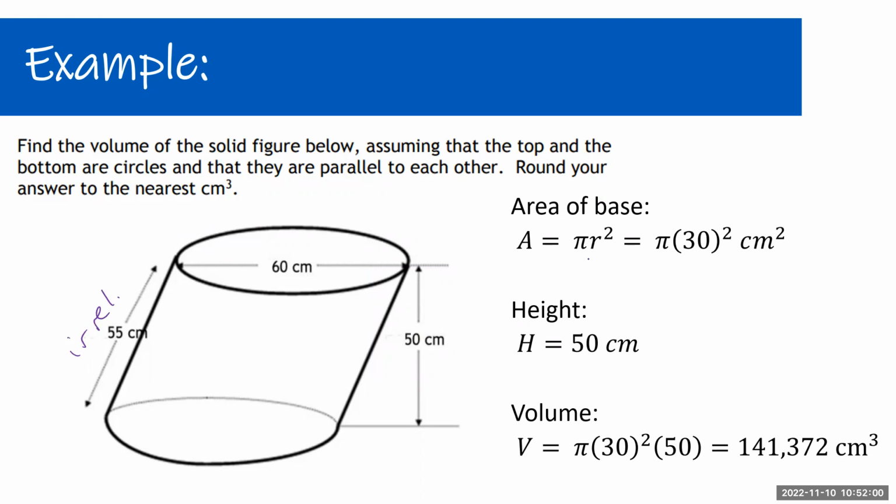The area of our base is going to be pi r squared. Remember that our diameter is 60, so that means our radius must be 30 because it has to be half of that, okay? So that's where we get this. So pi r squared is our area. Our height is that vertical 50 centimeters. Putting it all together, pi times 30 squared times that height of 50 is going to give us 141,372 cubic centimeters.